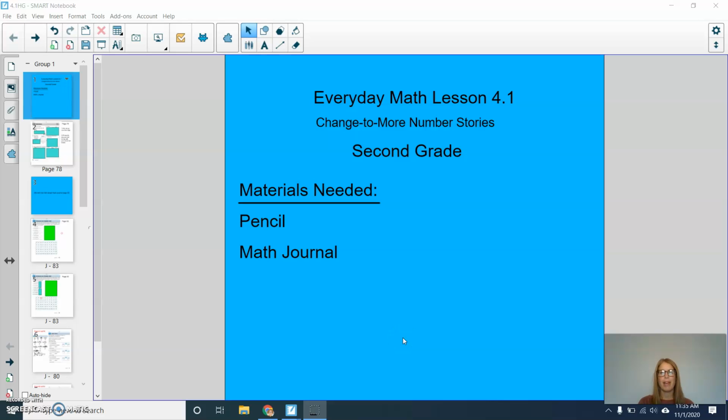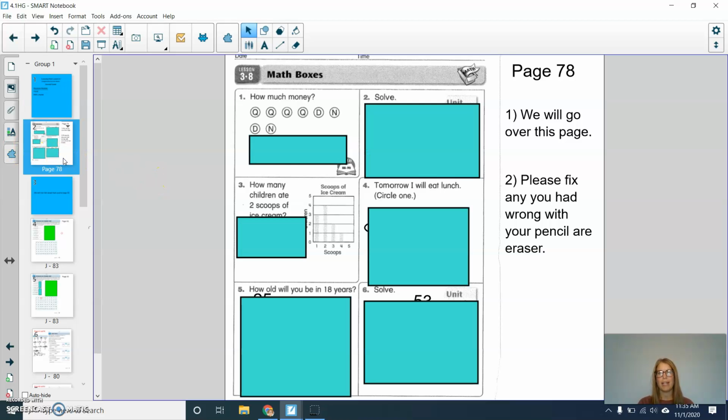Boys and girls, welcome to Everyday Math Lesson 4.1, Change to More Number Stories. The materials that you'll need today are just your pencil and your math journal. Let's get started. The first thing that we're going to do is go over our math boxes from Lesson 3.8.